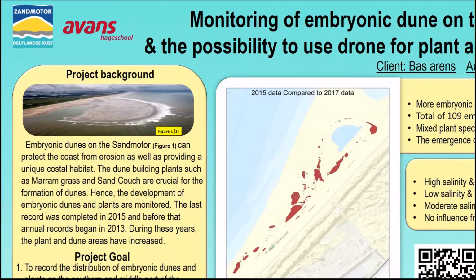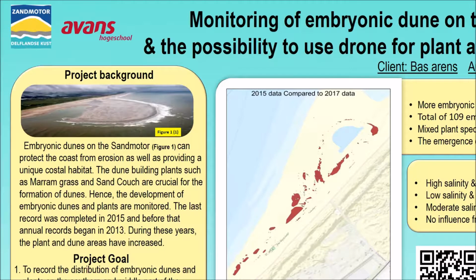expensive. As a solution to this, the Sandmotor or sand engine was designed. Sand nourishment will only have to be completed every 20 years, ecological stress will decrease, and the shoreline will advance over 10 kilometres. Dunes are important to the Dutch coastline for coastal protection against erosion. This project group is aiming to map the current layout of the embryonic dunes and pioneer plant species on the Sandmotor and compare the results with previous analyses.